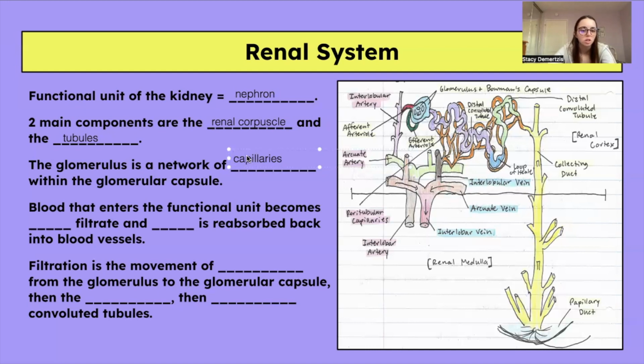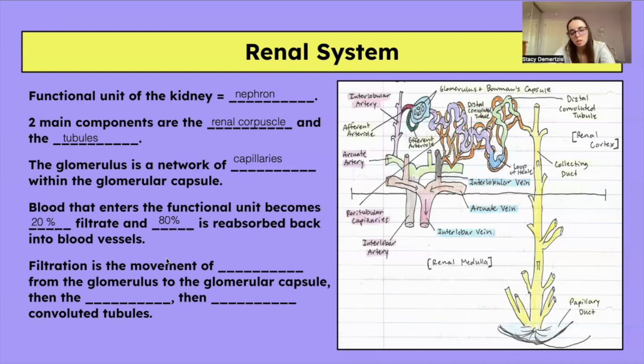And so the next question is talking about this blood that is entering the nephron. This is what we were talking about earlier. 20% becomes filtrate, and 80% is reabsorbed back into the blood vessels.